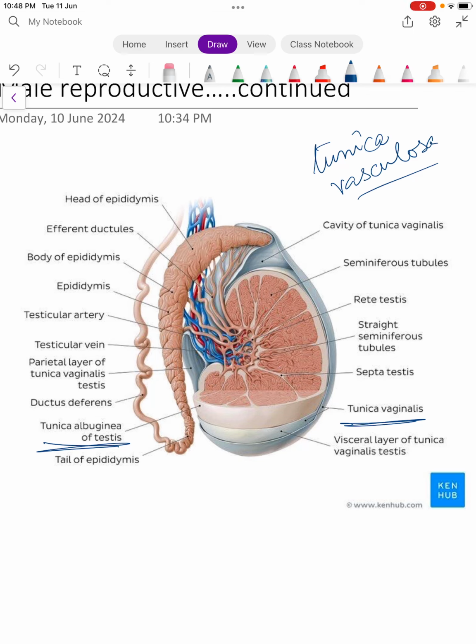Then the tunica albuginea and tunica vasculosa also pass into the interior of the testis and divide the testis into many compartments, about 250 compartments, called testicular lobules. So you can see this is tunica albuginea and tunica vasculosa, and they grow inside.